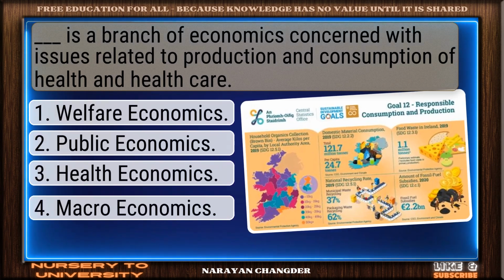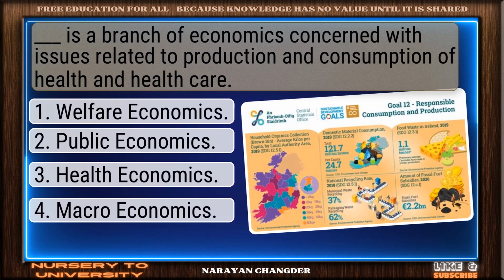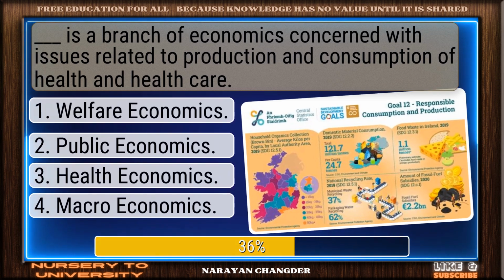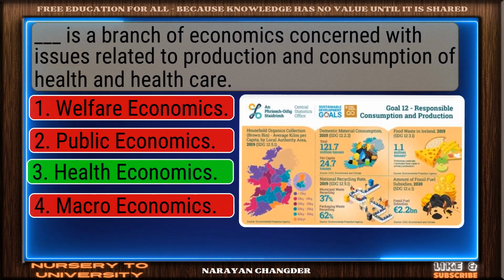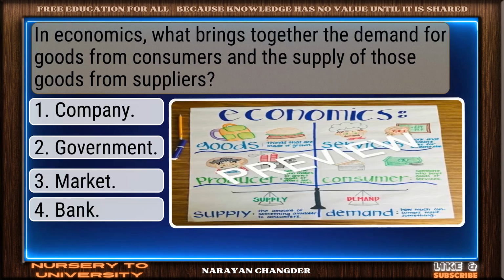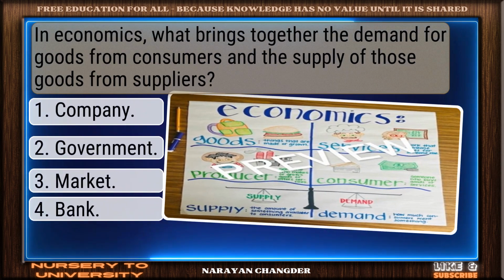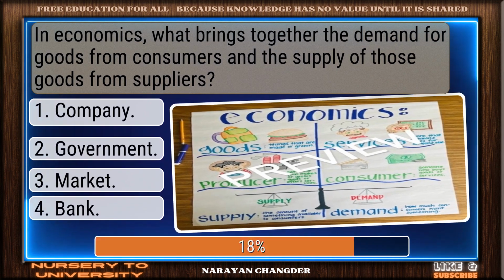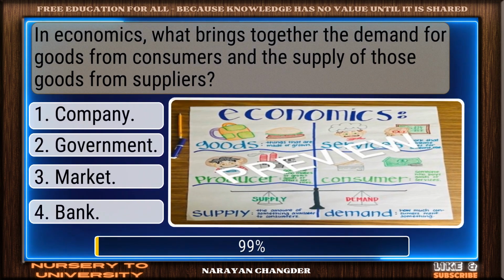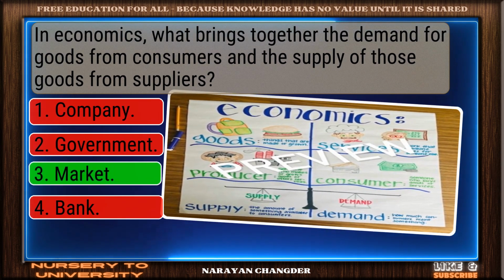Dash is a branch of economics concerned with issues related to production and consumption of health and healthcare. Correct response. Health economics is the most accurate answer. In economics, what brings together the demand for goods from consumers and the supply of those goods from suppliers? Smart pick. Market is the correct choice.